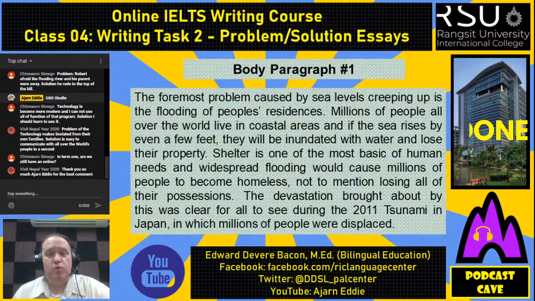So next, body paragraph 1. The foremost problem caused by sea levels creeping up is the flooding of people's residences. Millions of people all over the world live in coastal areas, and if the sea rises by even a few feet, they will be inundated with water and lose their property. Shelter is one of the most basic of human needs, and widespread flooding would cause millions of people to become homeless, not to mention losing all of their possessions. The devastation brought about by this was clear for all to see during the 2011 tsunami in Japan, in which millions of people were displaced.